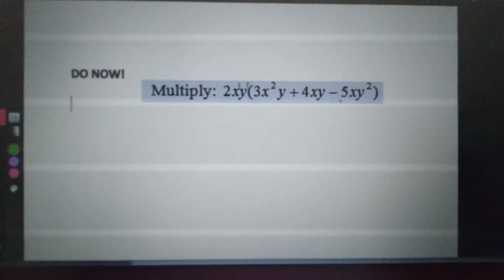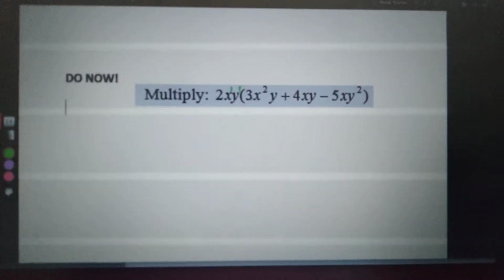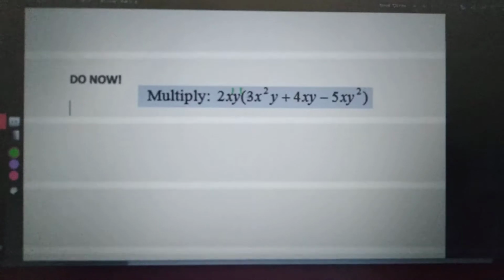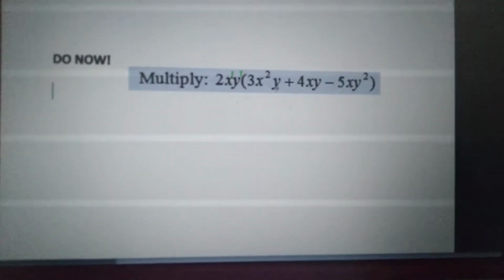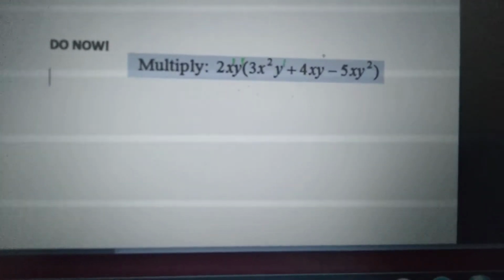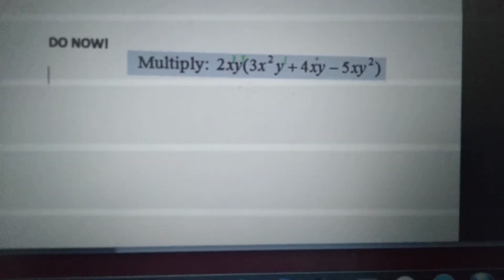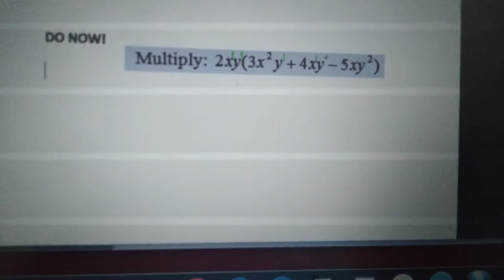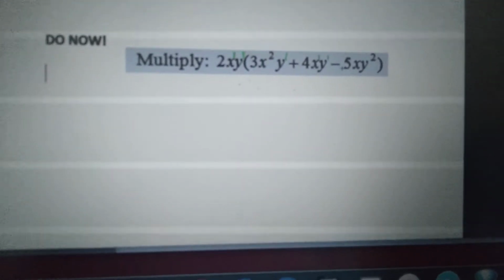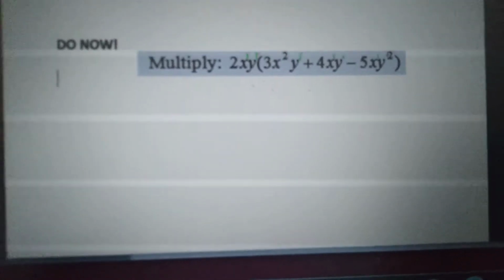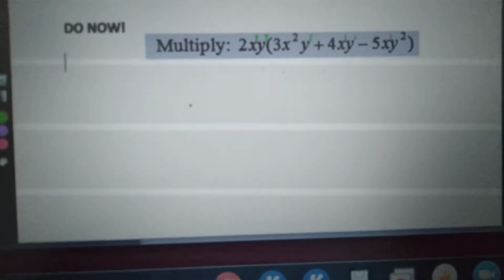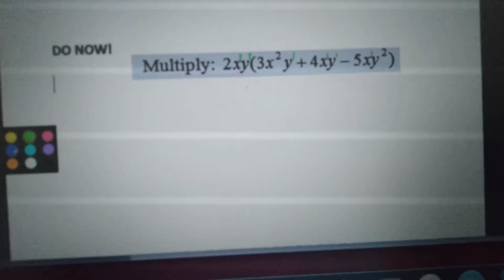So now I go inside. Let me look at all of the exponents. 3, good. X of this is squared. Y, I see no exponent, it's 1. 4x, I don't see an exponent. X has an exponent of 1. Y has an exponent of 1. Minus 5. X, no exponent, 1. Y, exponent is 2. Good. Now we are ready to multiply.